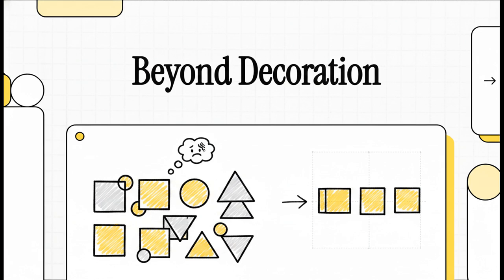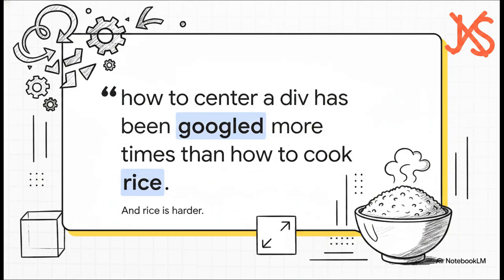But it actually perfectly sets up what we're arguing today. CSS is a serious, highly optimized engineering tool that almost everyone drastically underestimates. I mean, there is a reason how to center a div has been Googled more times than how to cook rice. And honestly, cooking rice is harder. It's funny because it's so true.